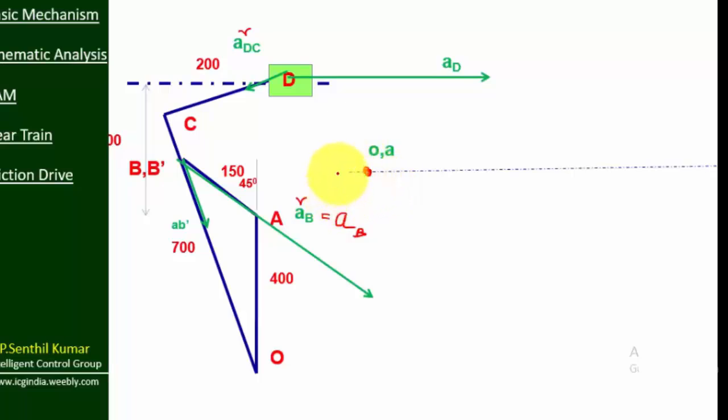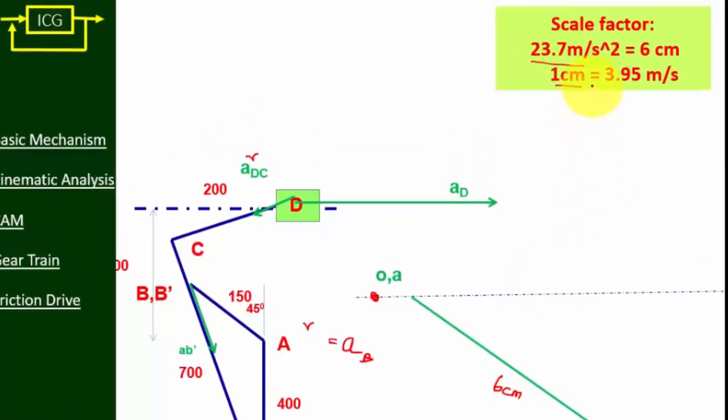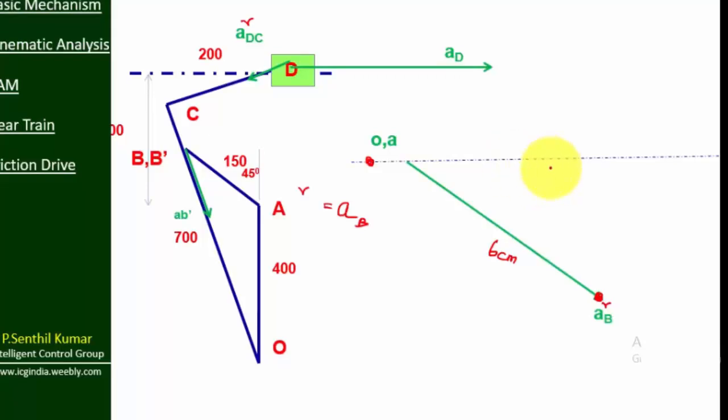First I'm going to move the A radial of B. The reason is the A radial of B value is known, 23.7 meter per second square. We assume that value as 6 centimeter. So the scale factor says that 1 centimeter equals 3.95 meter per second square. Next we can move the slider component, because this is always going to be along this dotted line. So next I'm going to move the slider.